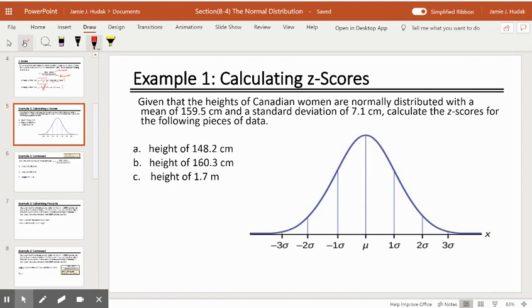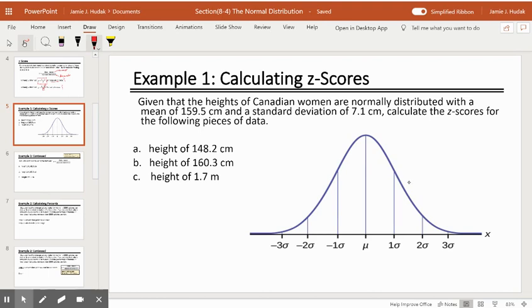So example 1, calculating z-scores. It says, given that the heights of Canadian women are normally distributed with a mean of 159.5 centimeters and a standard deviation of 7.1 centimeters, calculate the z-scores for the following pieces of data.